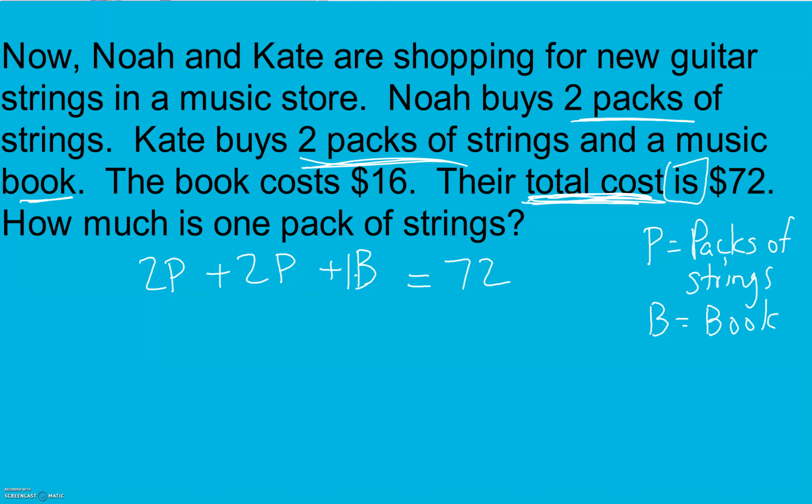Now, we also know that the book costs $16, so I can plug that 16 in for B, because remember, these are our prices. These are our costs. We're adding up our costs. So we take price here with our variables times quantity to get cost. So 1 times 16 is going to give me just $16 spent on books there. We can also add up how many total packs of strings. If Kate had 2 and Noah had 2, there were 4 total packs of strings. Now that our left side and right side are as simple as we can get them, we can solve.